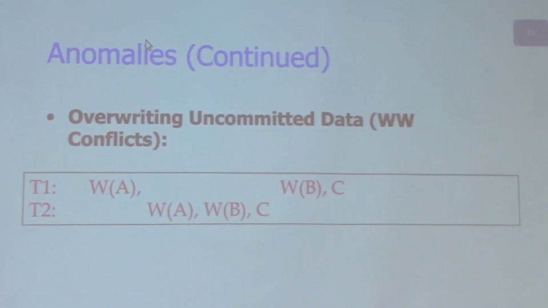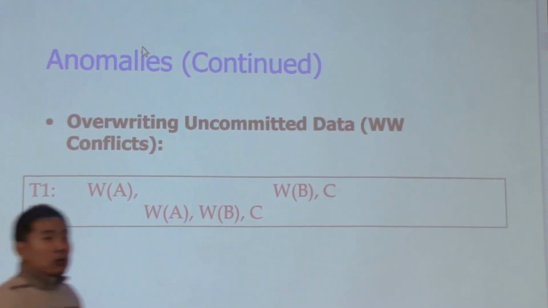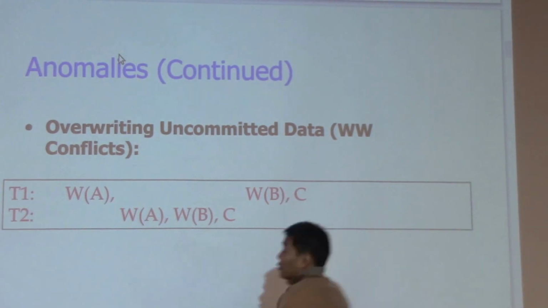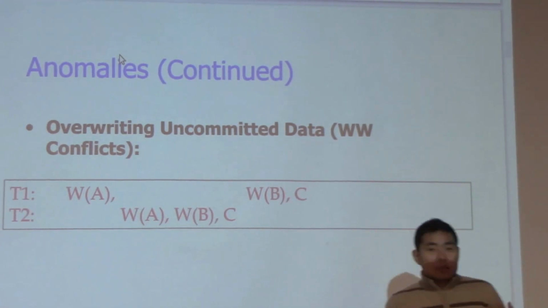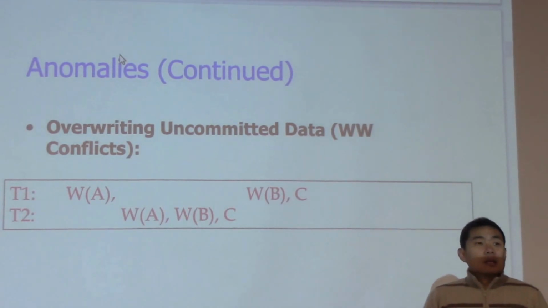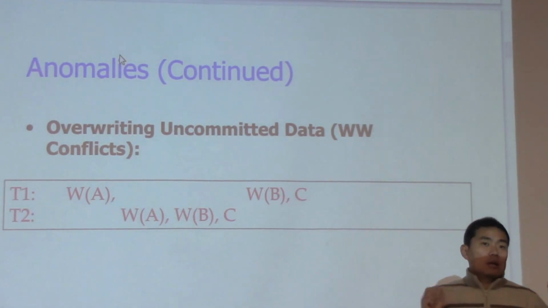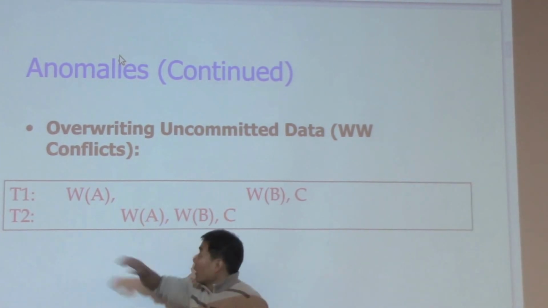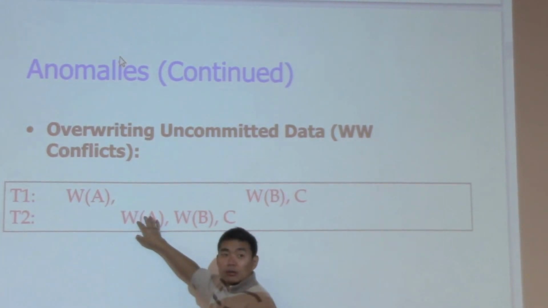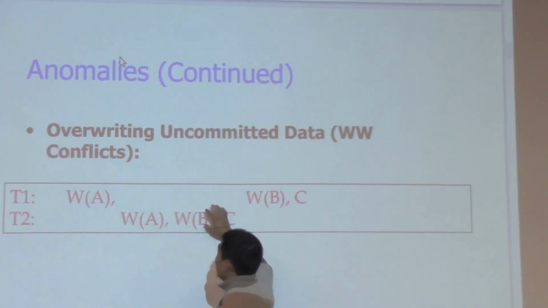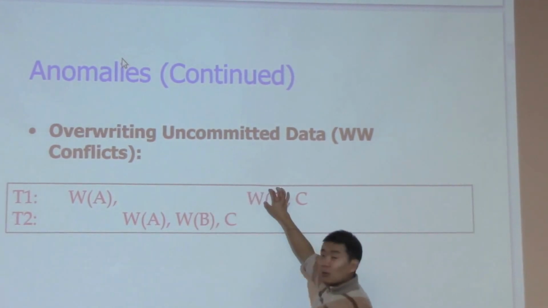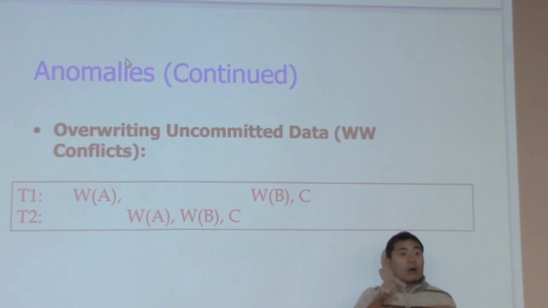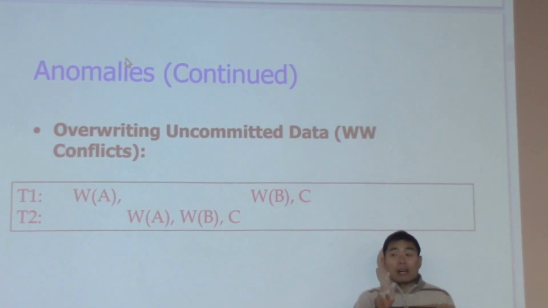The last conflict is WW conflict, write and write conflict. So this actually, in most cases, is not a big deal. However, in serializable isolation level, we do not allow WW conflicts for the following reason. To give you a simple example, transaction 1 writes the value A, then transaction 2 writes the value A. Transaction 2 writes the value B, then transaction 1 writes the value B. This example shows you exactly why we do not allow WW conflicts in serializable isolation level.